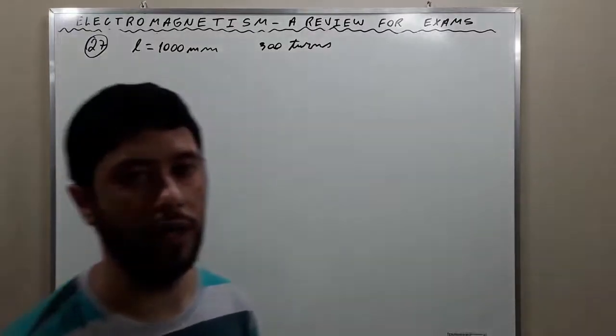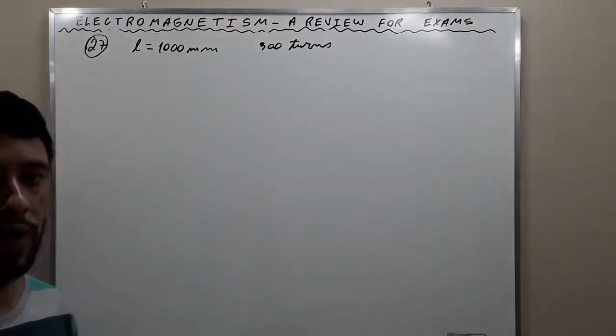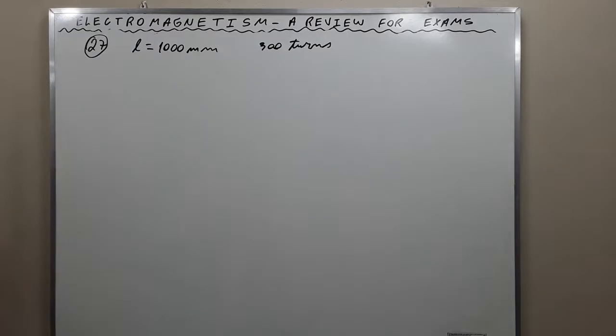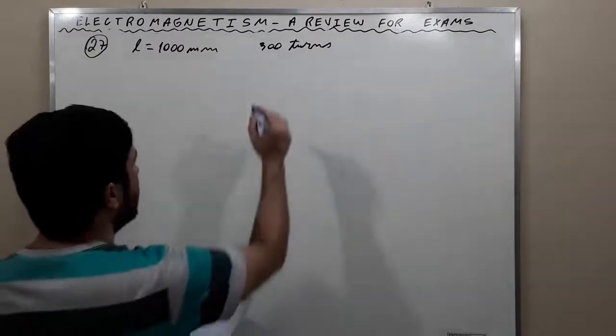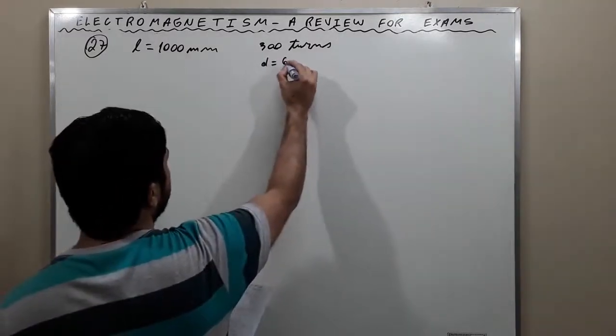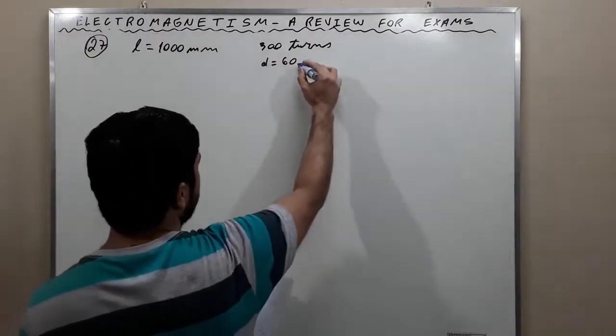To finish, let's go to a simple exercise. Exercise 27 wants us to calculate the inductance of a long solenoid of length 1,000 millimeters wound uniformly with 300 turns on a cylindrical paper tube of 60 millimeters of diameter. So the diameter is 60 millimeters.